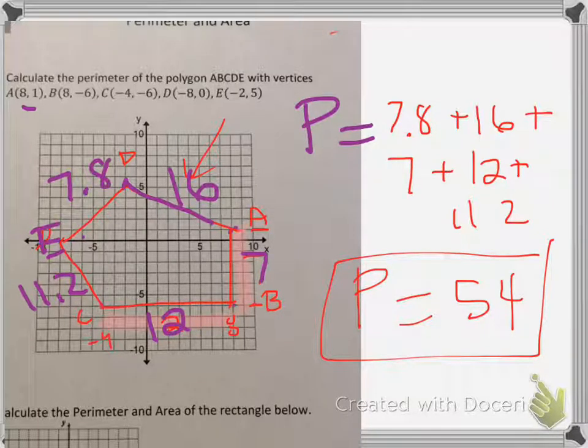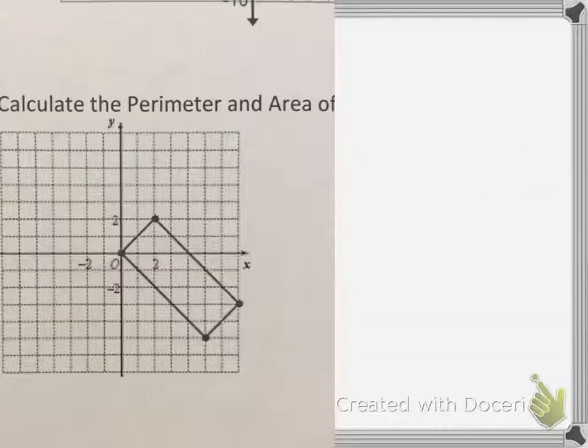So that was a lot of work to do the perimeter. You'll be happy to see that your assignment is pretty short today because, like I said, it's a lot of work to find the distance on these. But I know you can do it. So, all right, one more example here.